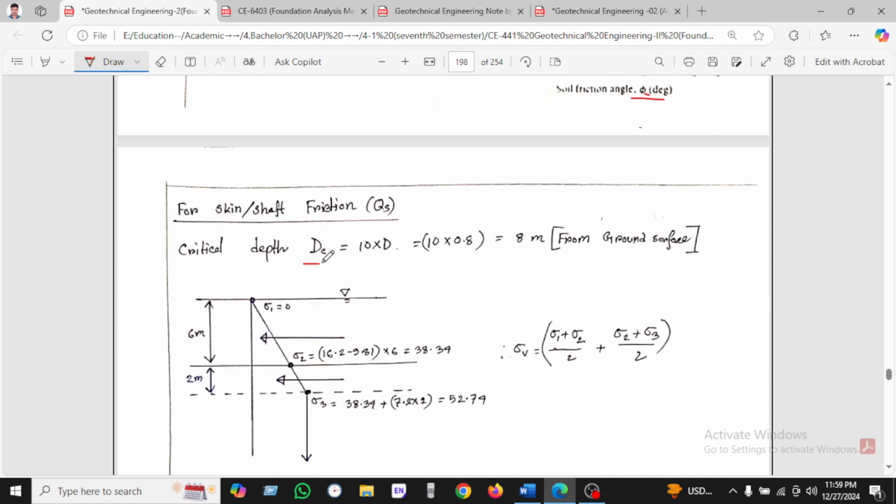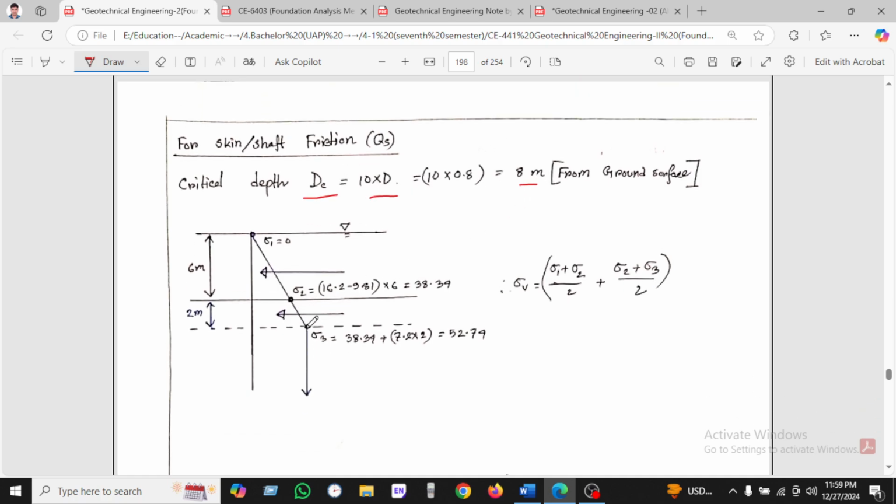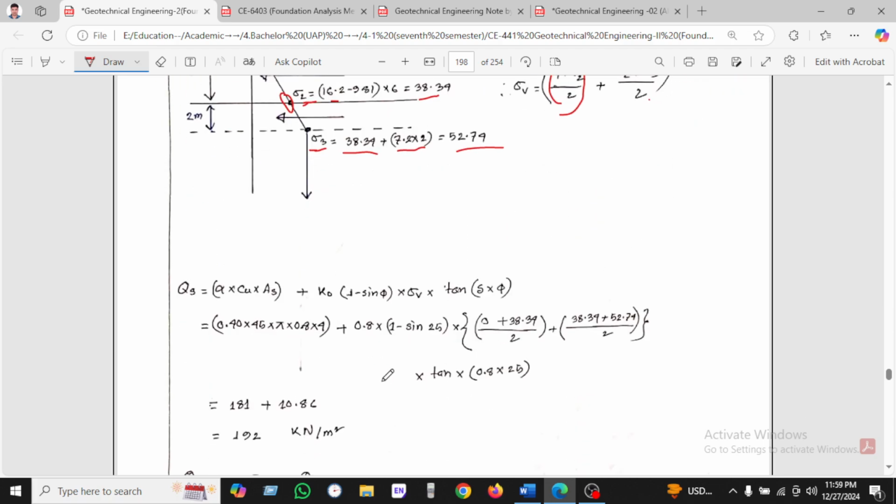So these two values are taken with respect to angle. So let's see the critical depth as 10d, which is 8 meter. So this is the 8 meter. Gamma naught is 0 and gamma 2 equal to 16.2 minus 9.81 into 6 is the layer, and found 38.3. And the other critical one, sigma 3, is 38.3 plus 7.2 into 2 and found 52.8. So sigma vertical will be this one divided by 2, this one divided by 2, and sigma 2 plus sigma 3 divided by 2.